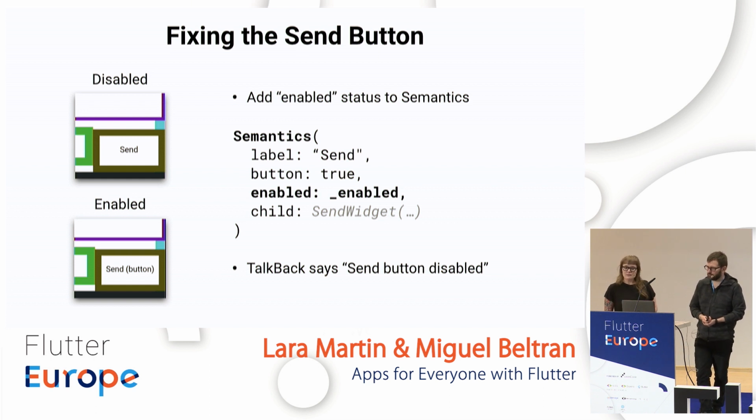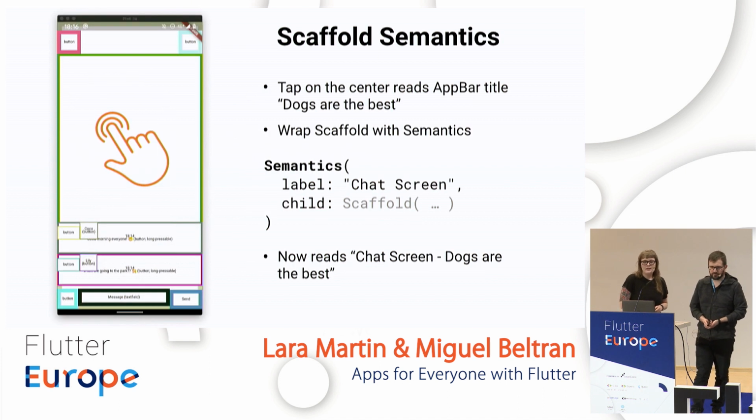In the case of disabled, TalkBack will say "send button disabled," and in the other case it will say "send button." So when we use TalkBack, the screen reader, and you tap on the center of the screen, as Miguel was explaining before, the screen reader reads only the title, "dogs are the best." We need to give more information on what we have on the screen, some more context to our users.